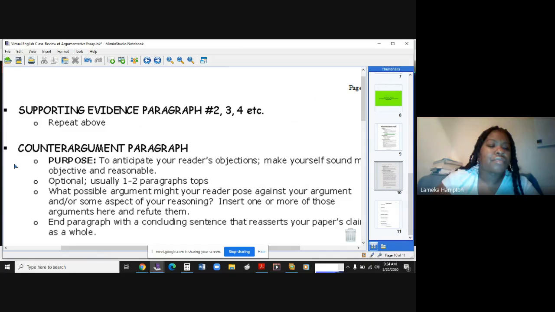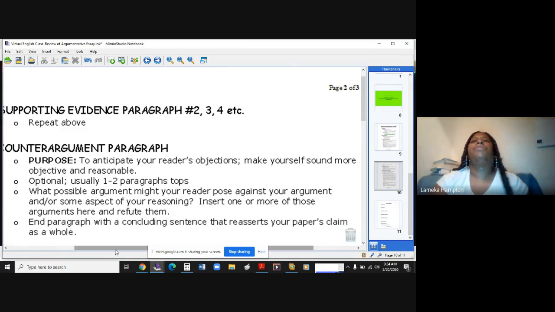Okay. But the purpose of a counter argument is to anticipate your reader's objections and make yourself sound more objective and reasonable. Well, the point is you want to sound objective and reasonable throughout your entire essay. All right. Now it says usually 1 to 2 paragraphs. No, it's only one.